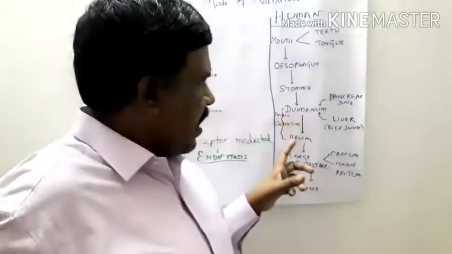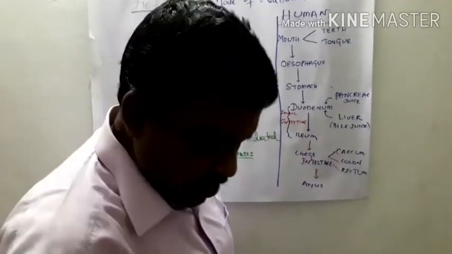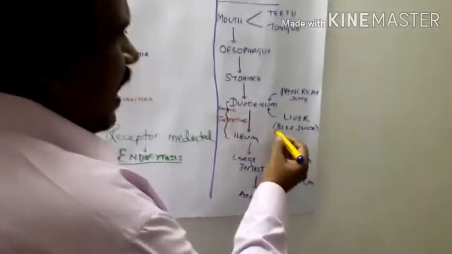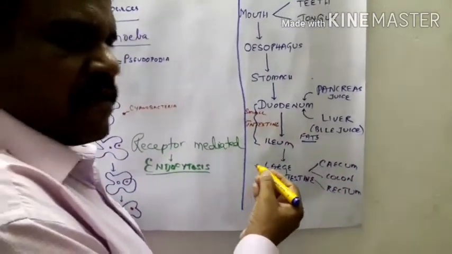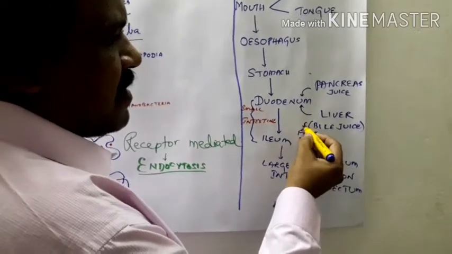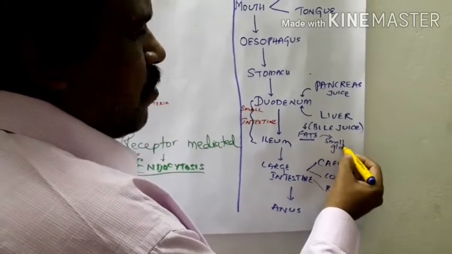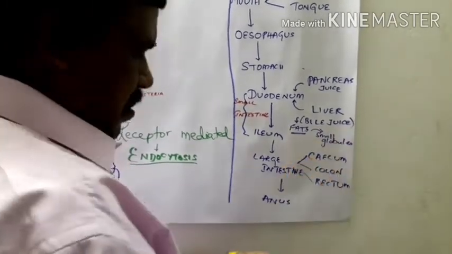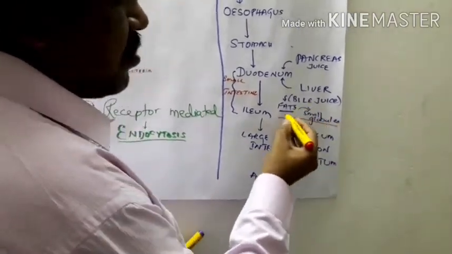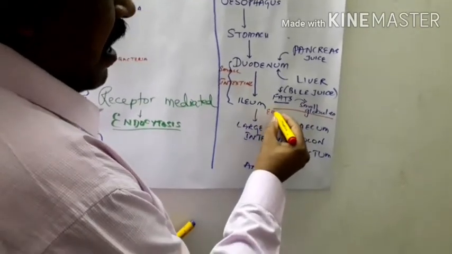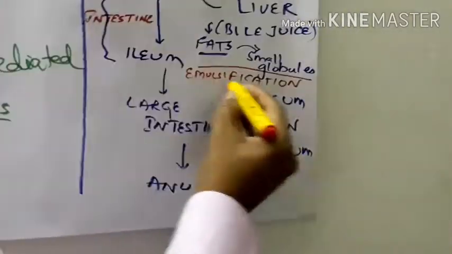Is it clear, children? And one more thing I would like to tell you is about the liver and the bile juice. The bile juice which it secretes acts on the fats. Fats usually cannot be absorbed very easily. You know that. So the bile juice acts on the fats and they break down into small globules. And this process, the action of the bile juice on the fats, is called emulsification. It's a very important one. This is what is called emulsification of fats.